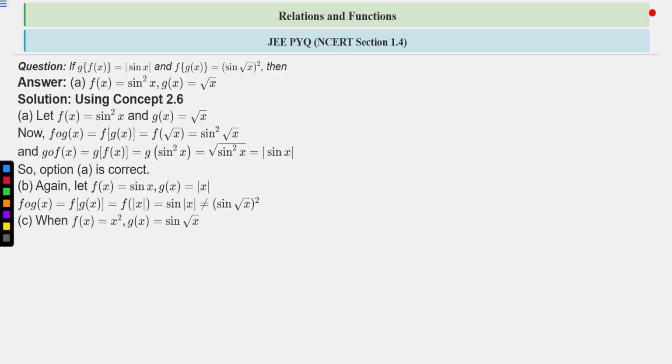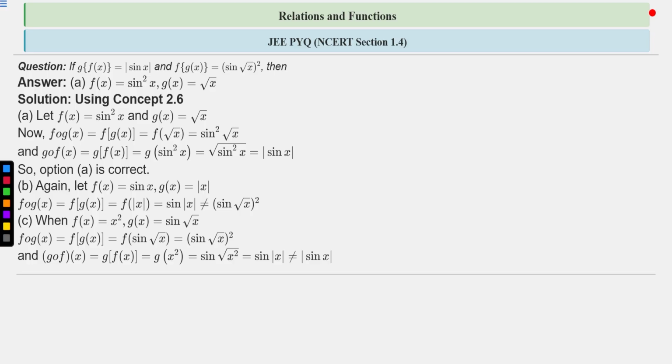Now let us move to option C. Let us check for option C. When f(x) = x² and g(x) = sin √x, f(g(x)) will be f(sin √x), which is equal to (sin √x)². And g(f(x)) will be g(x²), which is equal to sin √(x²). After solving this, you will get sin|x|, which is not equal to |sin x|. Got it?